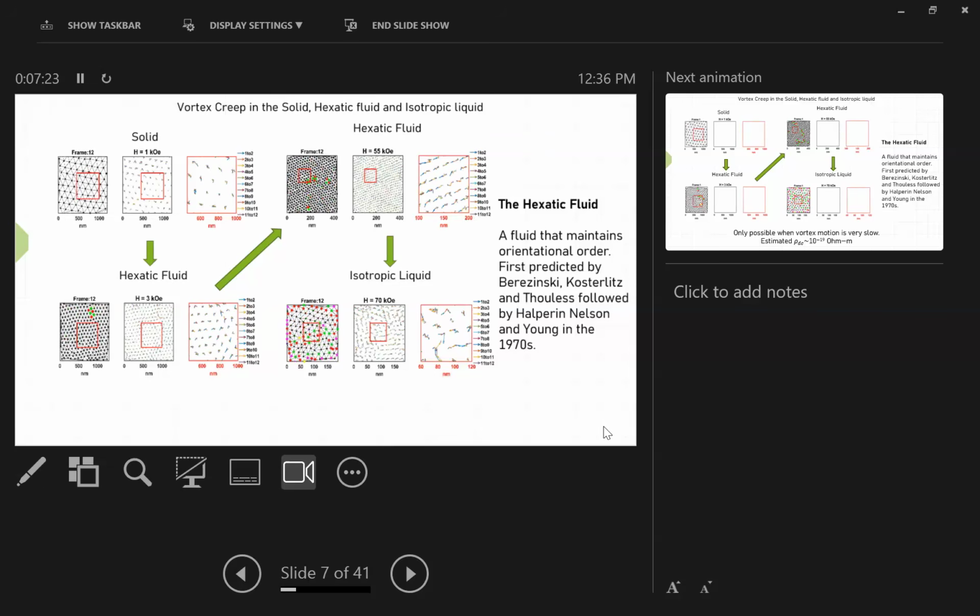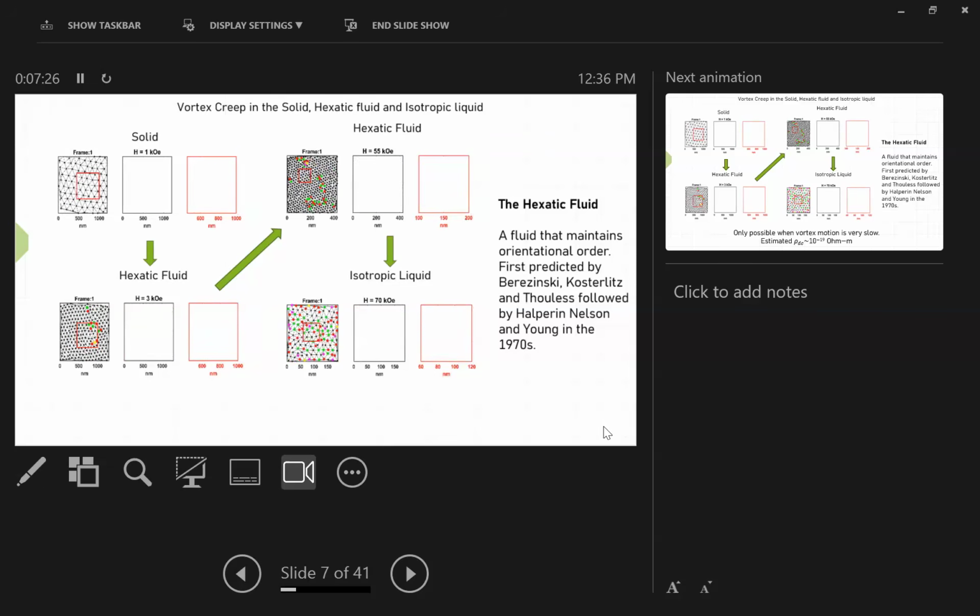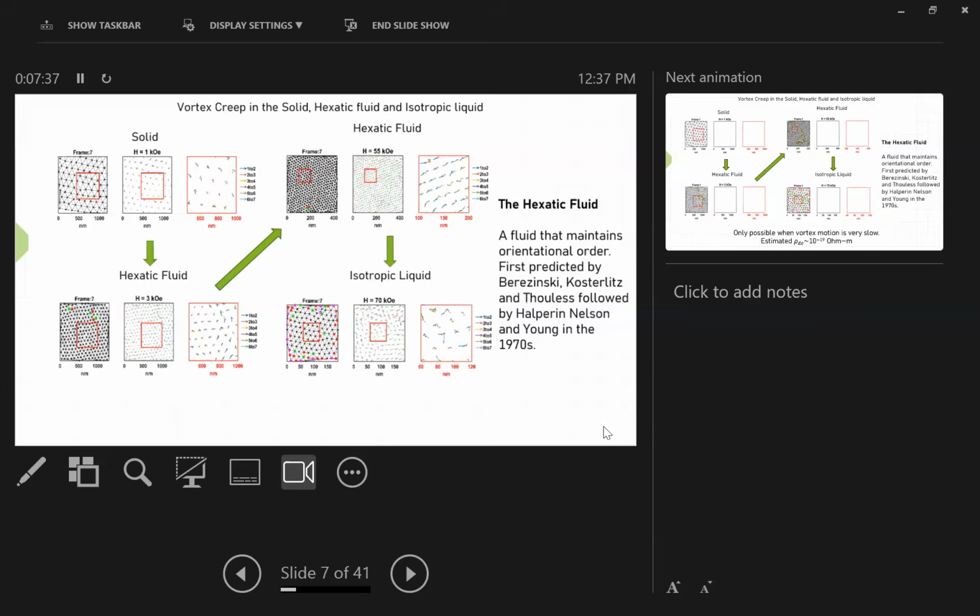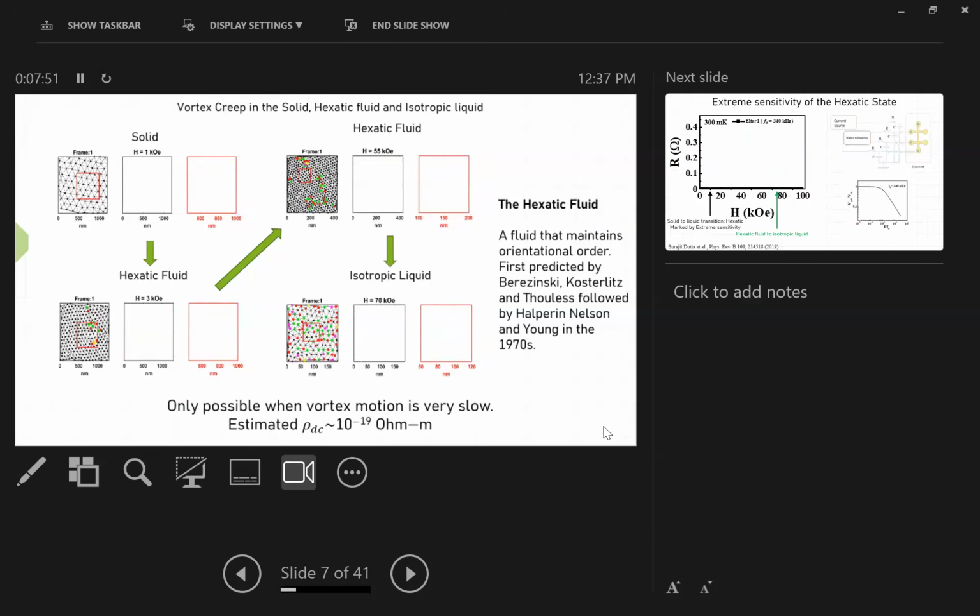First, going into a hexatic fluid, a fluid that maintains orientational order. So therefore, it can flow, but flow only along certain directions. And then this hexatic fluid in another transition goes into an isotropic liquid. So this was actually predicted by Halperin, Nelson, and Young based on the Berezinskii-Kosterlitz-Thouless theory. However, one important point is that here, even though we have a liquid state, the vortex motion is very slow.